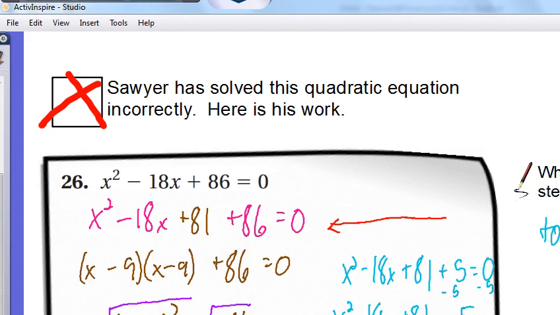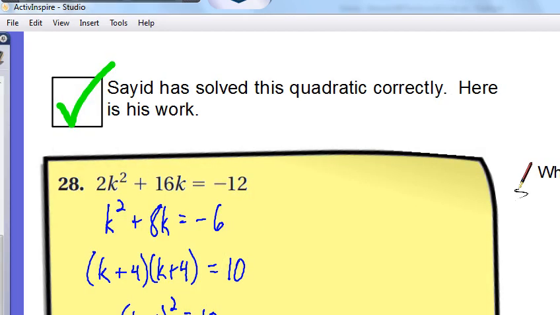Take the square root of both sides. x minus 9 equals plus or minus i root 5. Anytime you have the square root of a negative number, you can always just go i times the square root of the positive, because i is just a representation. It's just a letter that represents the square root of negative 1. When we add 9 to both sides, we get 9 plus or minus i root 5. Alright, so this is the last one.